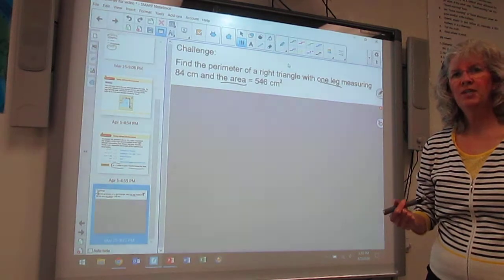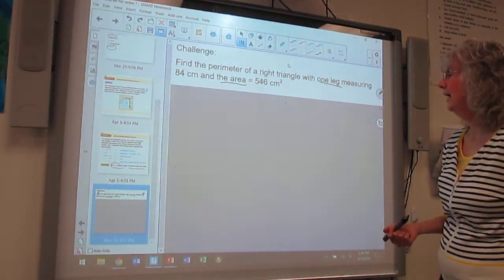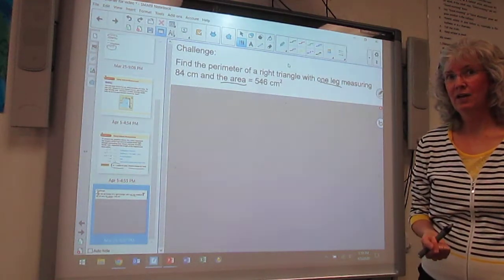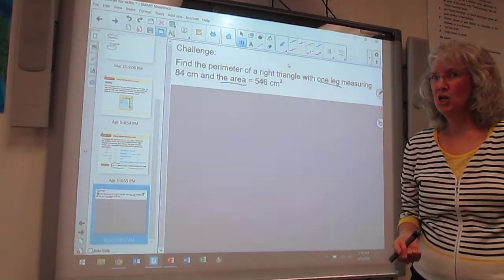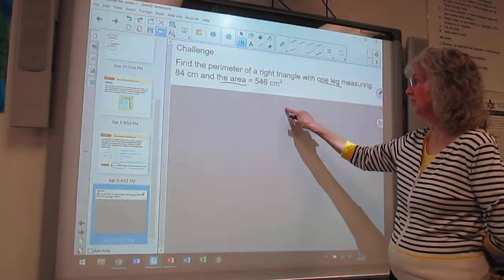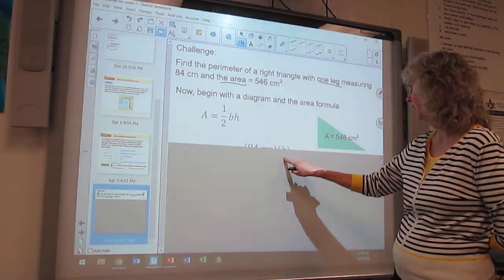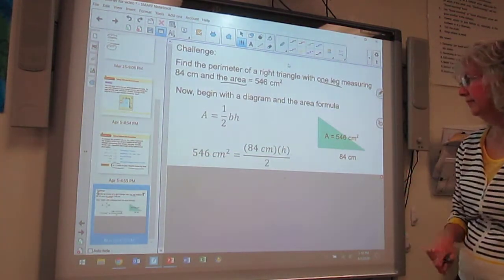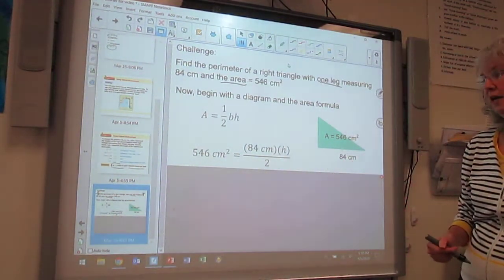So where do we start? Well, we only have one leg. We don't have the hypotenuse, but we do have the area. So can we start with the Pythagorean theorem? No, we cannot. What will we start with? You're right, we're going to start with the formula for the area of the triangle. And we're going to draw our triangle, and we're going to put our dimensions on it. We're going to start with our area, and we're going to find the unknown in the area formula.